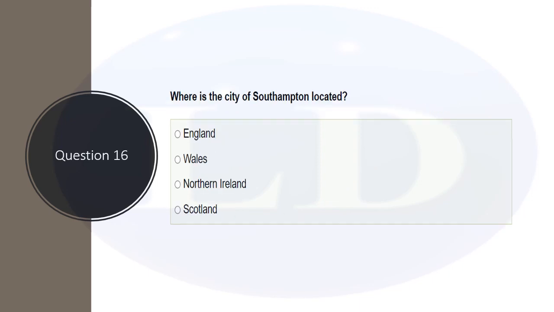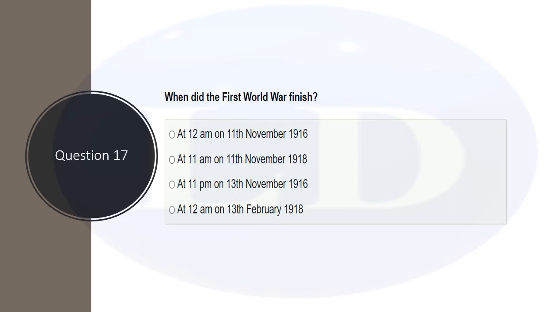Where is the city of Southampton located? Very simple question, and the answer is also very simple: England. When did the First World War finish? So you have to remember the number 11. Okay, so 11 a.m., 11th of November 1918. That is the time when the First World War finished.